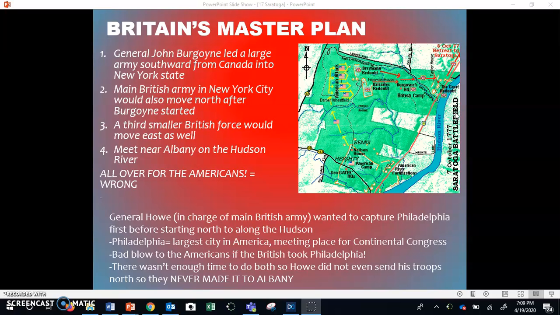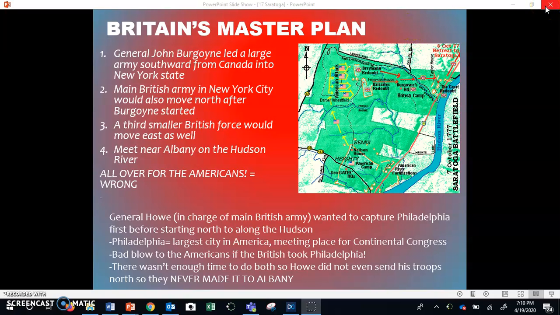So their plan was this. There was a British general by the name of John Burgoyne. He led a large army southward from Canada into New York State. So there's the Hudson River right there. Canada's kind of more up here. They are going to go south down into the state of New York.